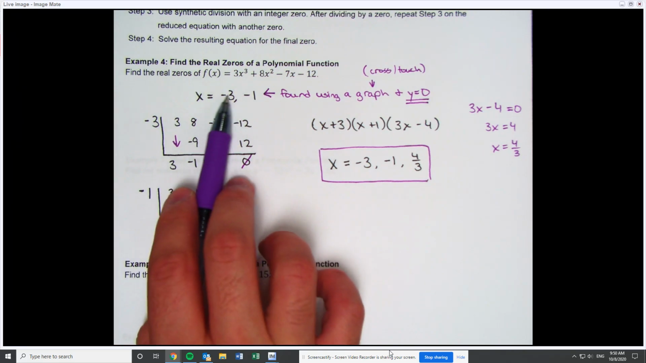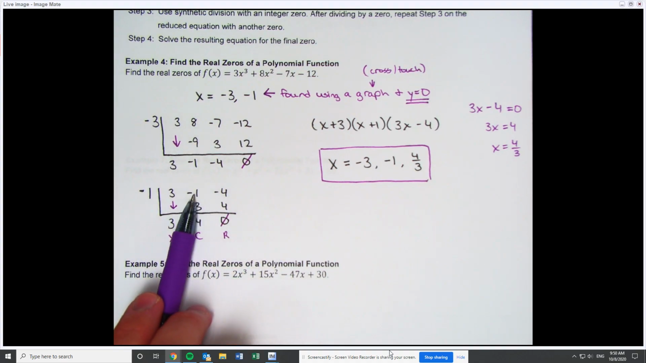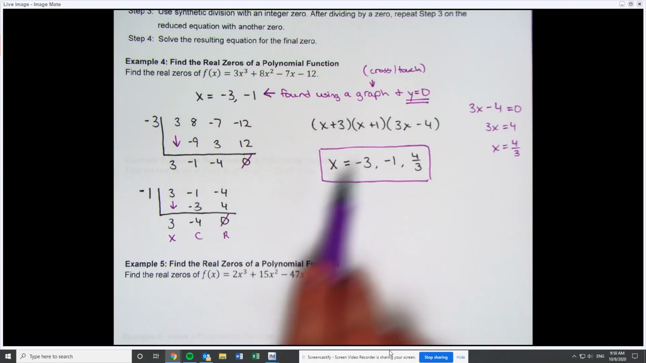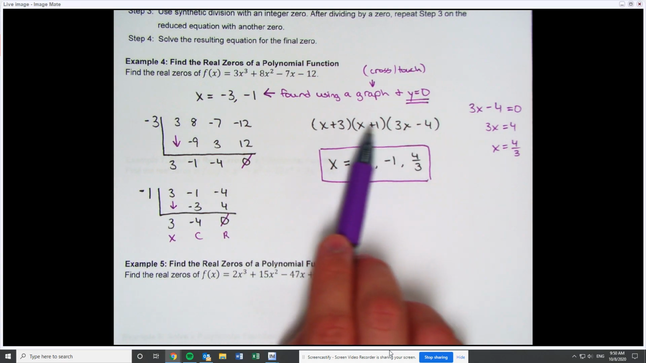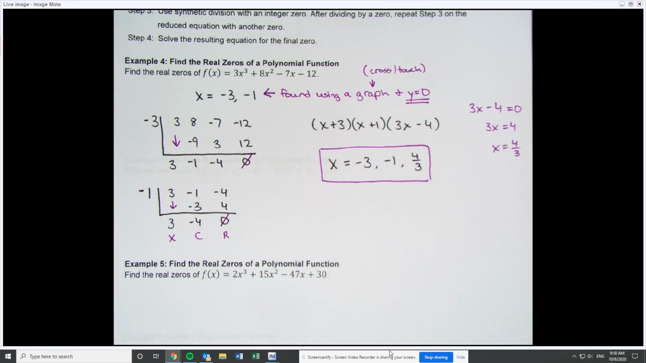By finding these zeros in our calculator, I knew those were factors. I used synthetic division twice to find the remaining factor right here. Then these we already had. I solved that one and found my missing zero. That's it. So do synthetic division as much as you can in order to find all your zeros. It makes your life way easier.